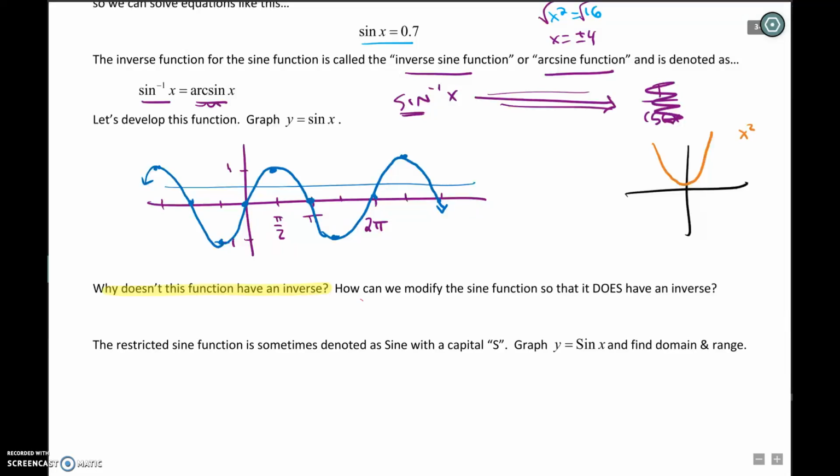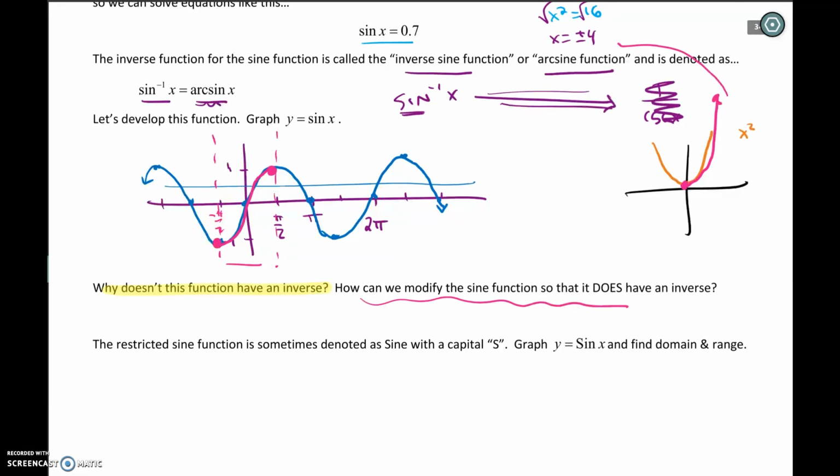So the question then becomes, how can we modify the sine function so that it does? Well, we do kind of what we did here. We said, well, let's just restrict the domain on this thing so that I could develop the square root function. Same thing here. I'm going to restrict the domain so that it is 1-to-1. It does pass the horizontal line test and has an inverse. We want to get the entire range. So what they decided to do was to cut it from negative pi halves to positive pi halves. If we restrict the domain so we're only looking at this chunk of the function right here, then it is 1-to-1, and then it does have an inverse.